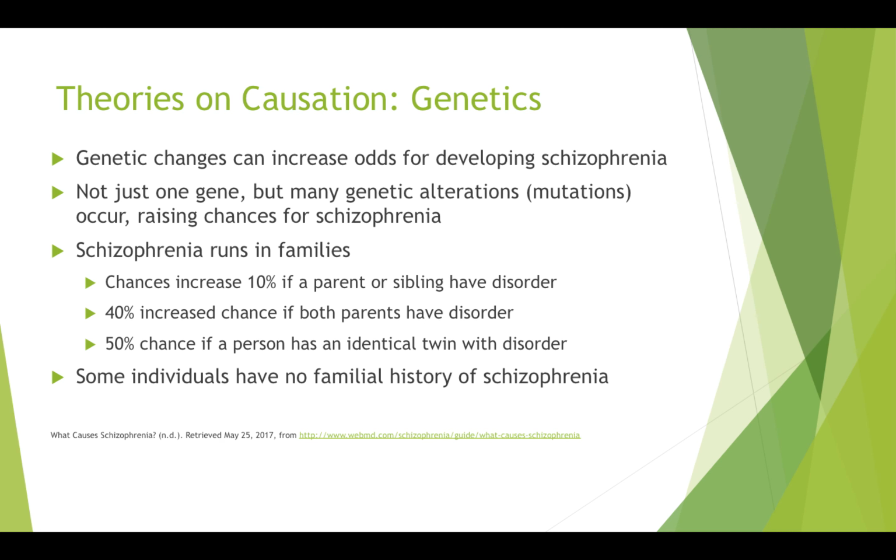If that person is a parent, brother, or sister, their chances are increased by 10%. If both their parents have schizophrenia, a person has a 40% chance of getting it also. The area where there's the greatest chance of a person getting schizophrenia is when they have an identical twin who has schizophrenia. If this happens, a person's chances of getting schizophrenia are increased by up to 50%. On the other hand, there are some individuals who have no familial history of schizophrenia.